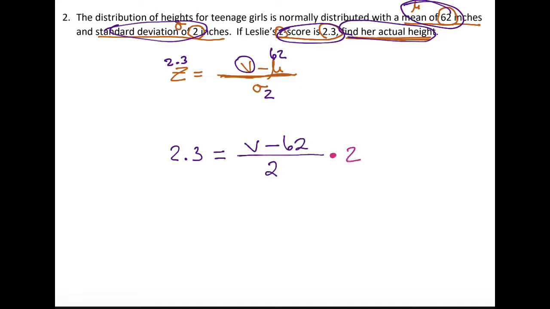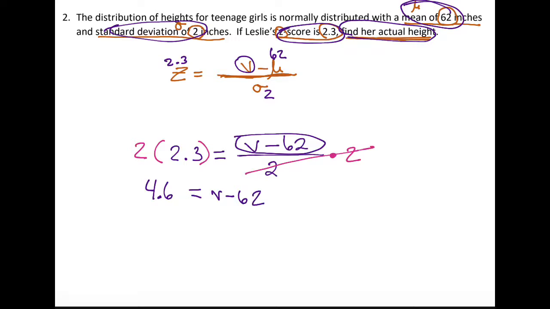So if we multiply by 2, we'll be able to get rid of that 2. But whatever we do to one side, we have to do the other. And if we multiply that side by 2, we're going to get 4.6. And I'm just going to bring down everything on the right that hasn't been used yet. All right, so now we have a one-step equation.